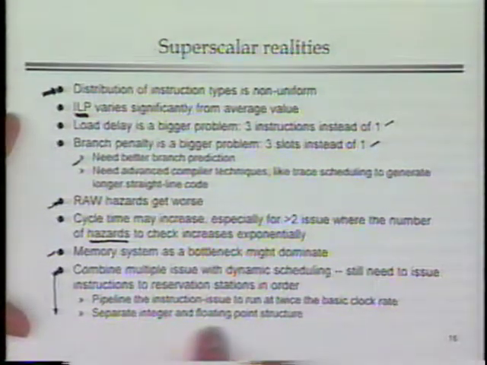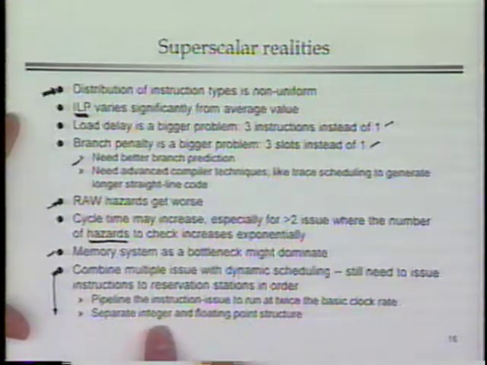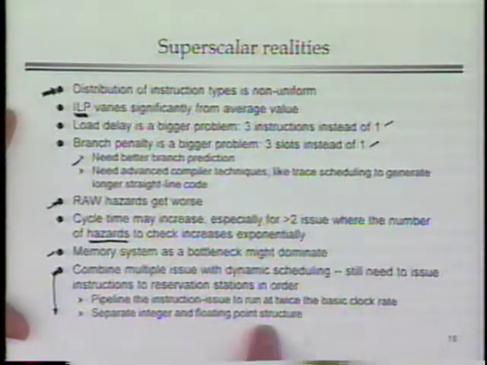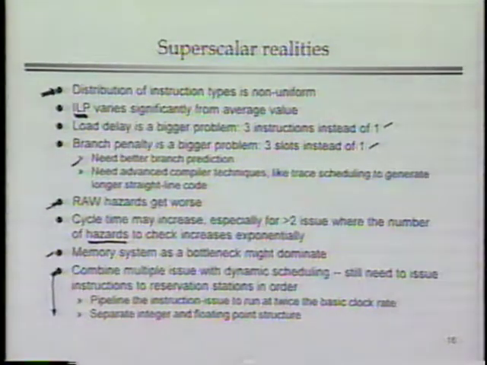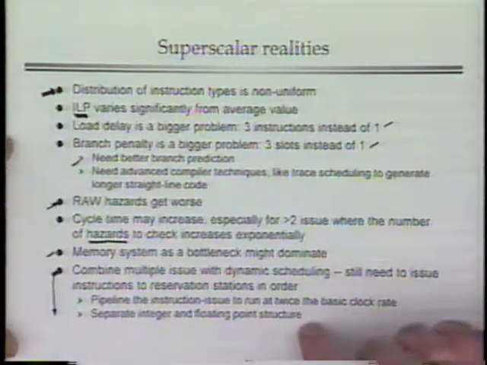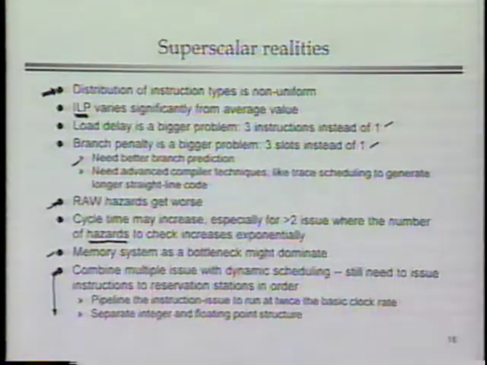Or you try to separate them into separate structures. So you could have a separate integer reorder buffer and a separate floating point reorder buffer in order to be able to issue 2 instructions in parallel, 1 each to each of those structures, and have the cycle time of those structures still be the basic cycle time of the machine. And in fact, PowerPC 604 does that, has separate reorder buffers for fixed point and floating point.